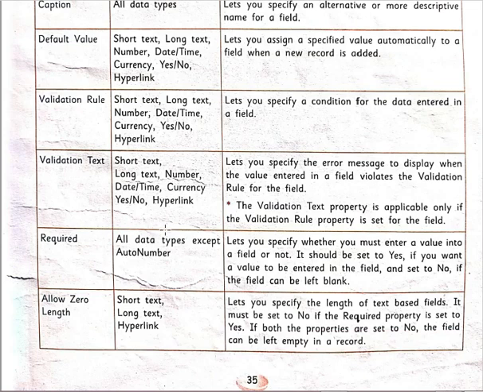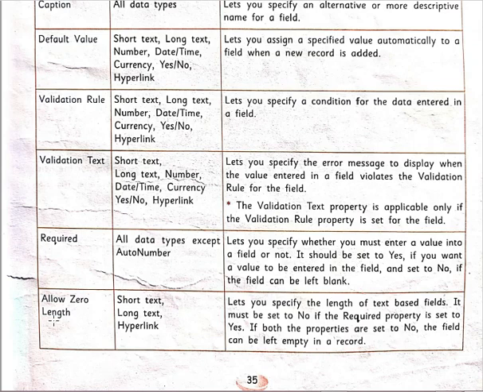The second last one is our required. Required applies to all data types except auto number. It lets us specify whether you must enter a value into a field or not. It should be set to yes if you want to enter a value in the field. But if you don't want to enter any values in that field, then you can select no. Required or not, like that.